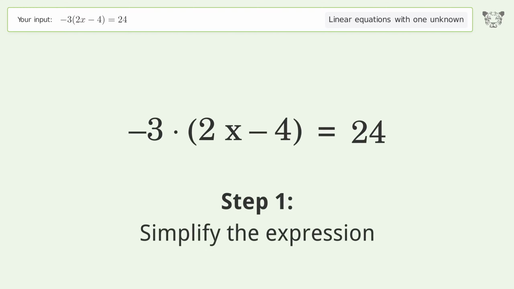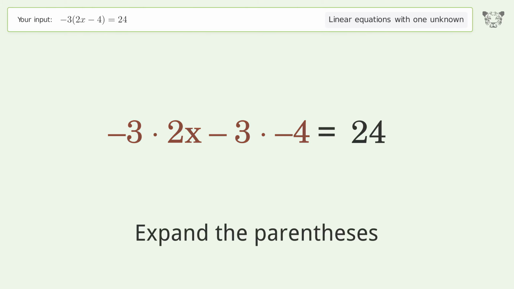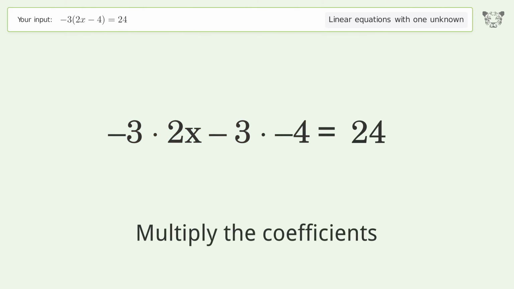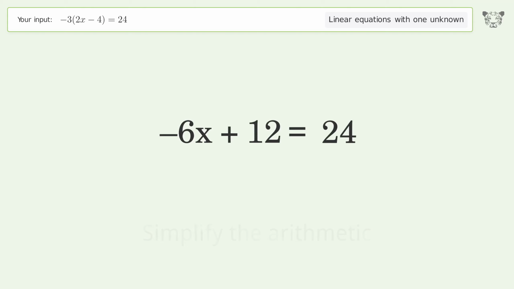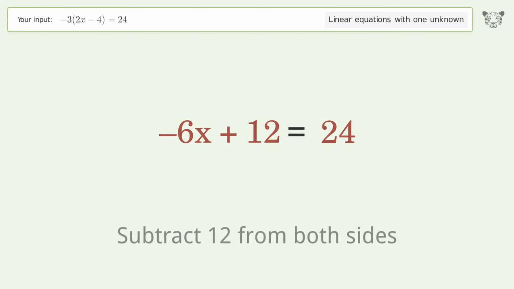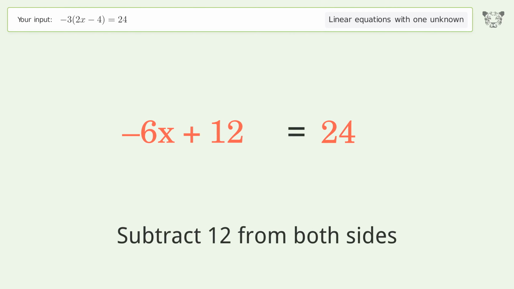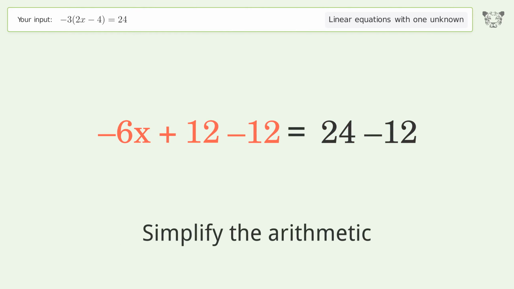Simplify the expression. Expand the parentheses. Multiply the coefficients. Simplify the arithmetic. Group all constants on the right side of the equation. Subtract 12 from both sides. Simplify the arithmetic.